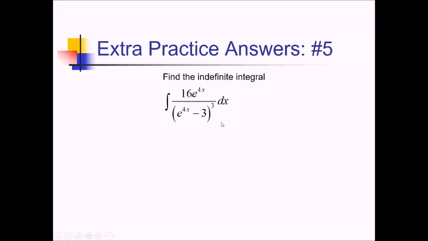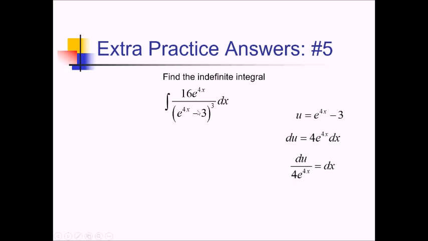For this one, we see that we have an inner function right here whose derivative is in the numerator, so this is a good one to try substitution on. Let's let u equal this e to the 4x minus 3 expression, and then we can say du, the derivative of all this, is going to be 4e to the 4x dx. So then dividing, we get dx equals du over 4e to the 4x.